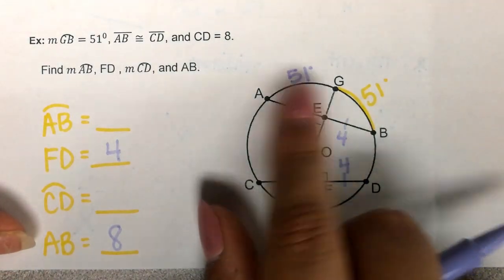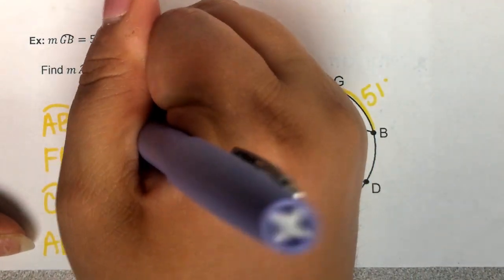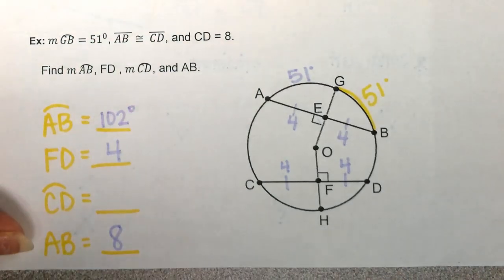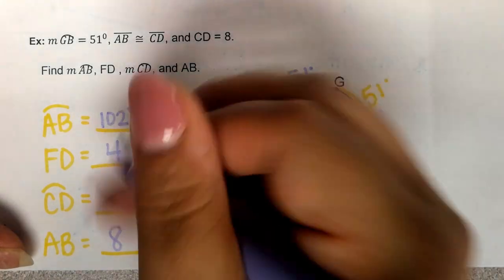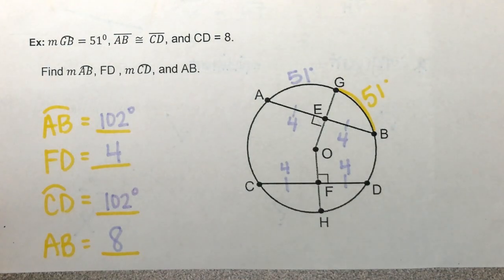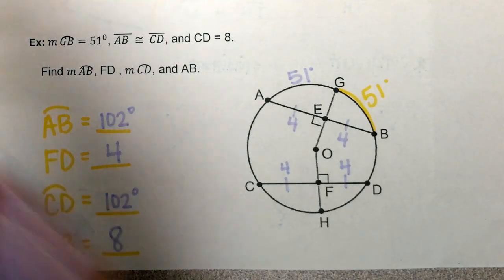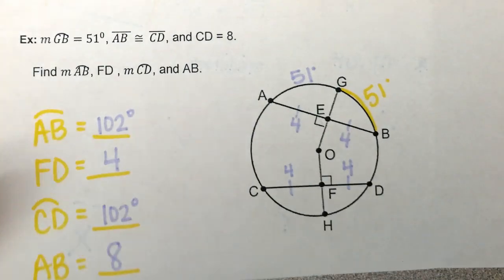So if they're both 51, what is the whole arc AB? 102 degrees. So what's arc CD? 102 degrees. Does that make a lot more sense now? Okay, so your arcs are also bisected, so those can also be the same. Okay? We like that? We're comfortable with that? All right. Can I change it?